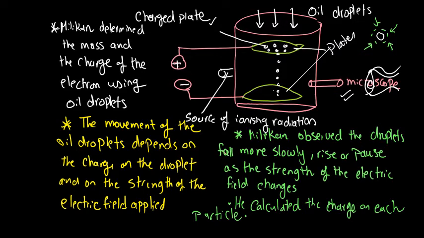Also, he found that the mass of those particles is usually a multiple of a constant number. This number was the mass of the electron. So, to conclude, Millikan determined the mass and the charge of the electron using oil droplets. This is very important information you should know. The movement of the oil droplets, up or down or pausing, slow or fast, depends on the charge of the droplets and depends on the strength of the electric field he used.